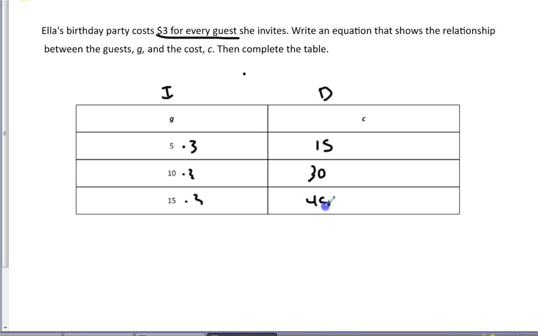So now I need to write my equation. Since this is my dependent variable, it's going to be C equals. And what did I do to each of them? I multiplied the number of guests I had by 3. So C equals 3 times G.